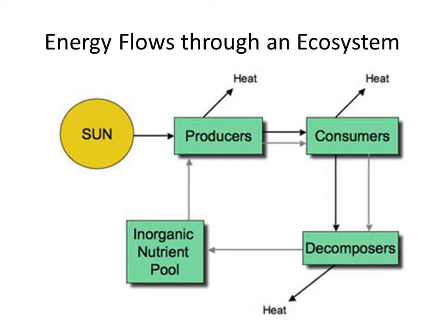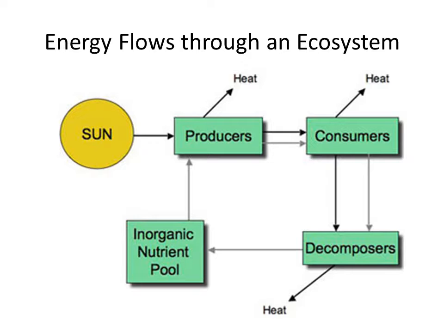The sun is used by plants to make food for themselves. These producers are then eaten by other organisms, which are called consumers. These consumers and the producers die off and are degraded by organisms called decomposers into their basic molecules that then go back into the matter pool to be used by the producers again.